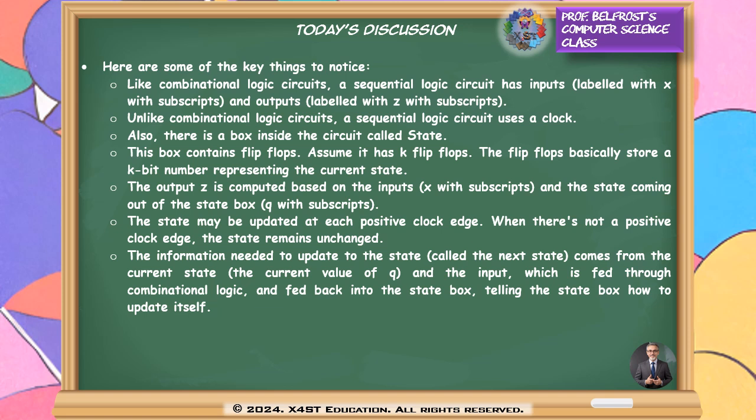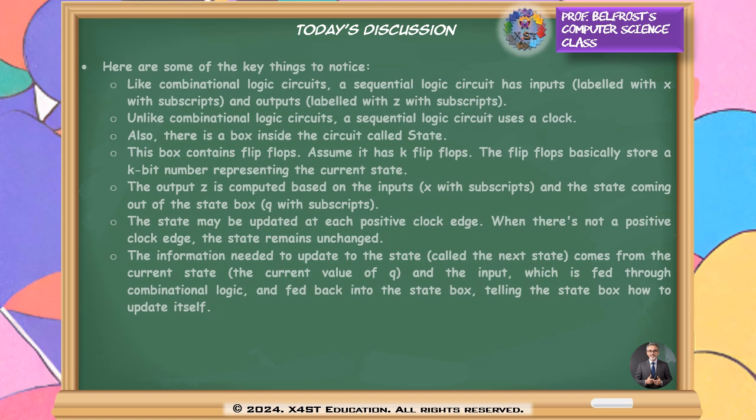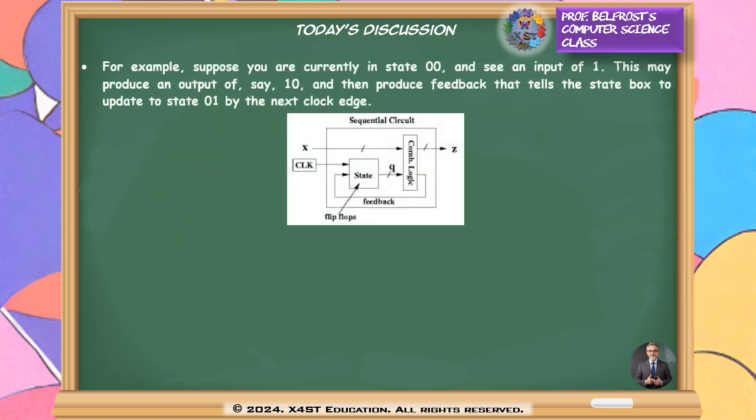The information needed to update the state, called the next state, comes from the current state, which is the current Q, and the input, which is fed through the combinatorial logic and fed back into the state box, telling the state box how to update. Maybe you need to pay attention to the figure below to understand how sequential circuits actually work. For example, suppose you are currently in state 0 0 and there is an input of 1. Then this may produce an output of say 1 0, and produce feedback that tells the state box to update the state to 0 1 at the next clock edge. Okay, so that's actually all of the lesson today.